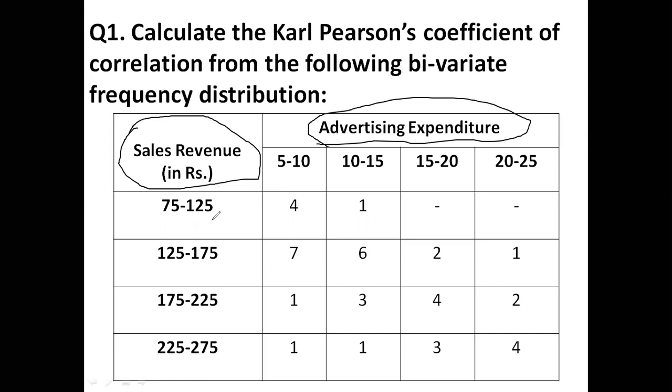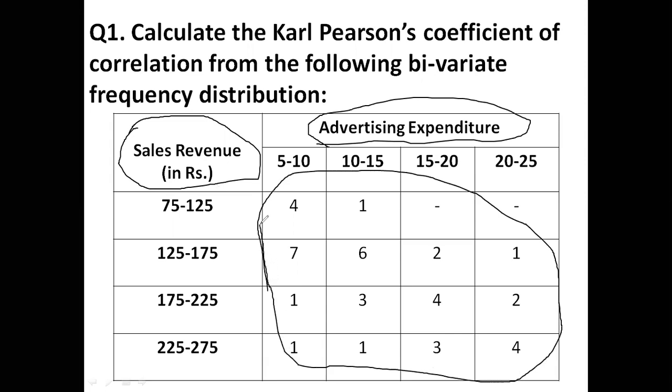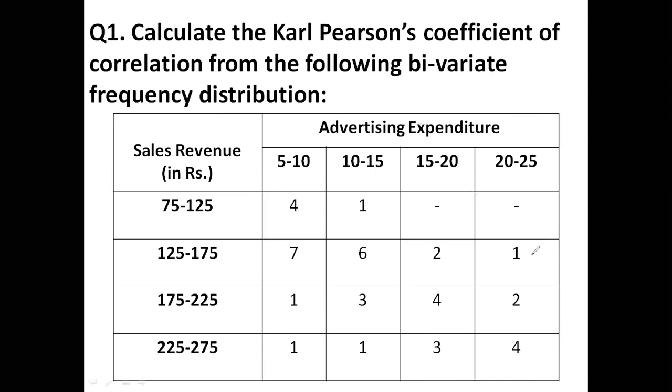Sales revenue is given in terms of rupees, like 75 to 125, 125 to 175. In that manner the series is given. The difference is 50. And advertisement expenditures are 5 to 10, 10 to 15, 15 to 20, and 20 to 25. And these are the frequencies in between both these grouped variables. So let's solve, how do we solve such kind of questions? We move further. We need to draw a table in this particular manner.